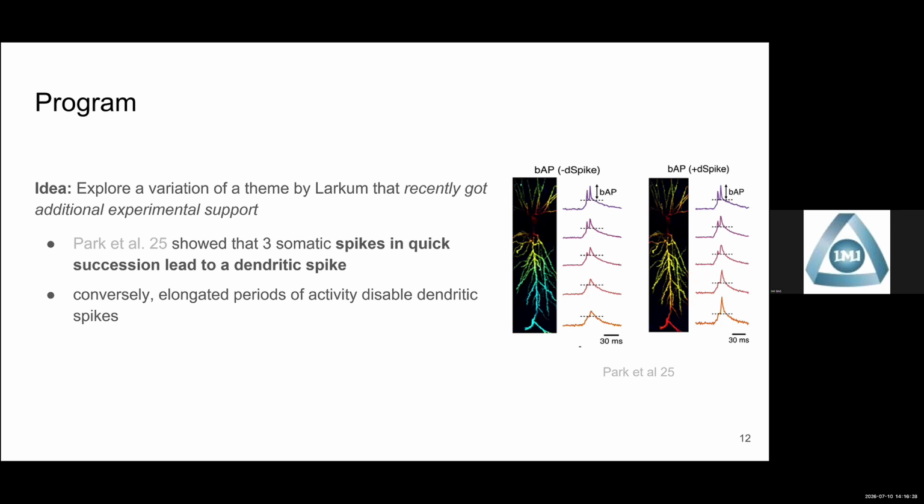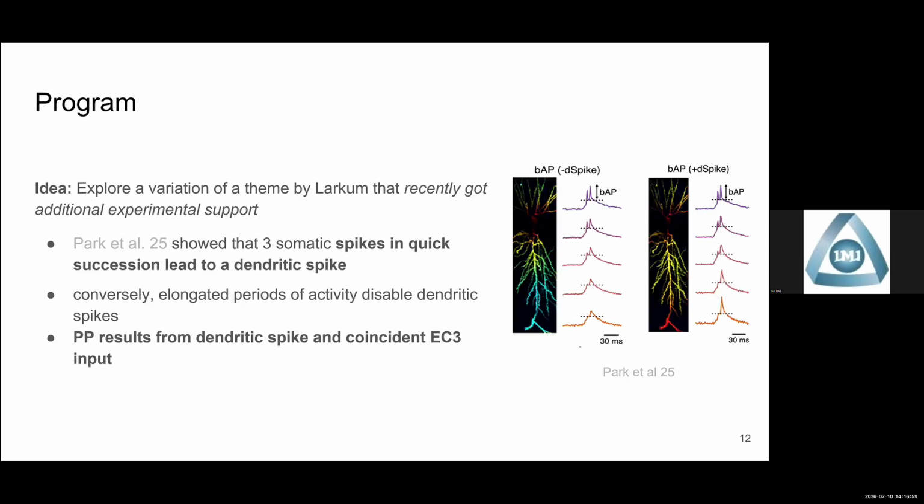And conversely, if you have a lot of somatic spikes, these gates close, and this mechanism is disabled. You're not able to have another one; they need a cooldown. What they also then show to some extent, or more hypothesize, I would say, is that plateau potentials result from a dendritic spike and coincident EC3 input. This is what they claim, and this is something I now want to investigate a bit more.